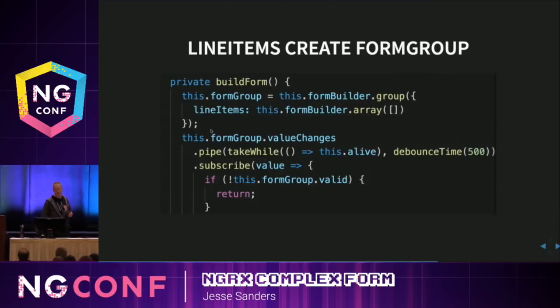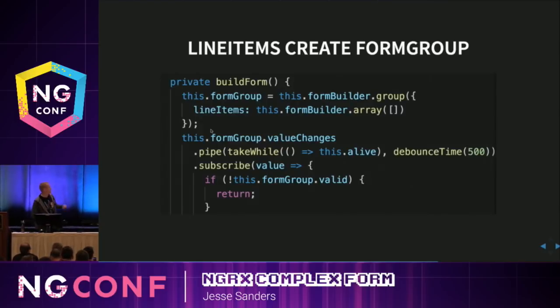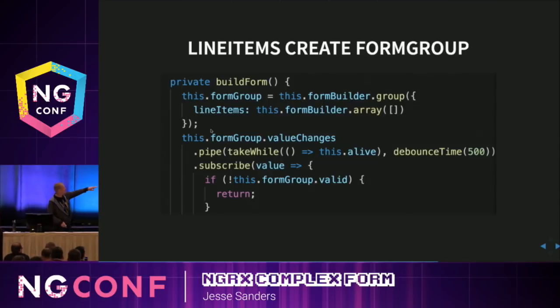First thing we did is we go ahead and build our form. And like I said, we're doing a form builder array. And then we're going to watch for changes on that. And again, we're going to debounce on 500. And if the form group's not valid, then we're going to return. Otherwise, we're going to emit the value back out.